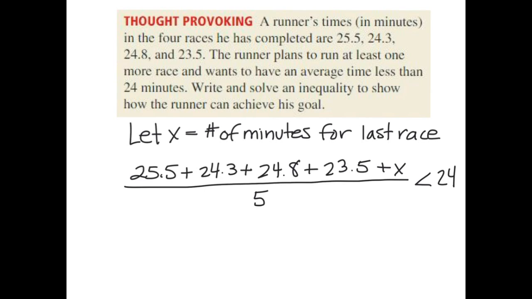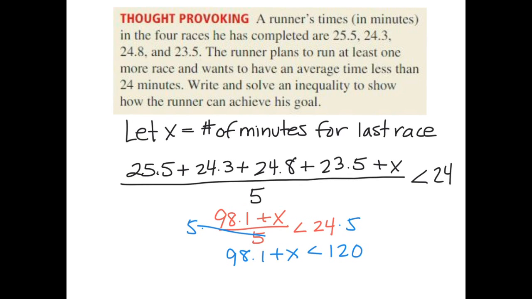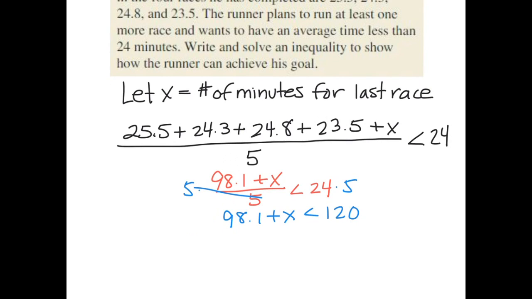Getting rid of that 5 would be a good first start. However, then I'd have to rewrite that entire line again. So what I'm going to do is add those all together first. And I'm going to get 98.1 plus x all over 5 is less than 24. And now I'm going to get rid of the 5 by multiplying both sides by 5. And I'll have 98.1 plus x is less than 120. And it looks like I'm going to have to move this up a little bit so we can see it. There we go.